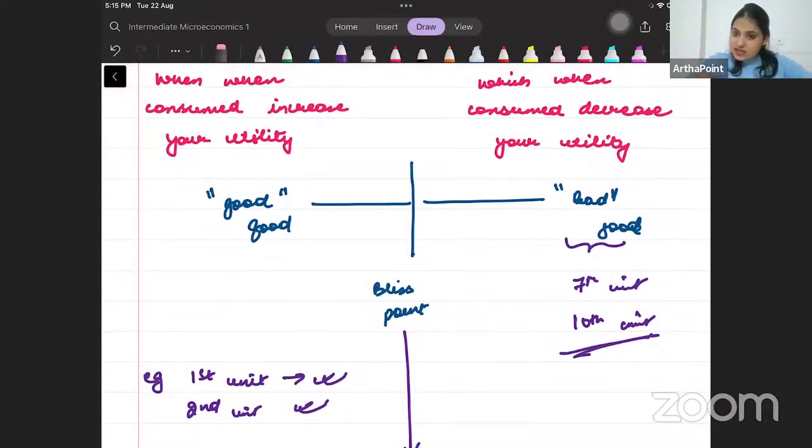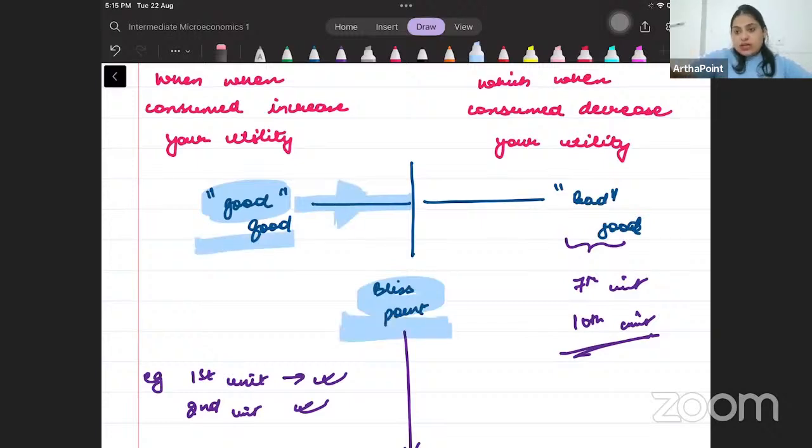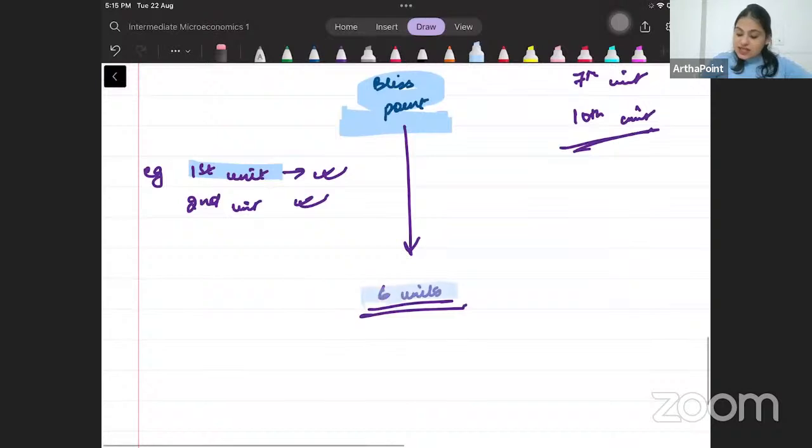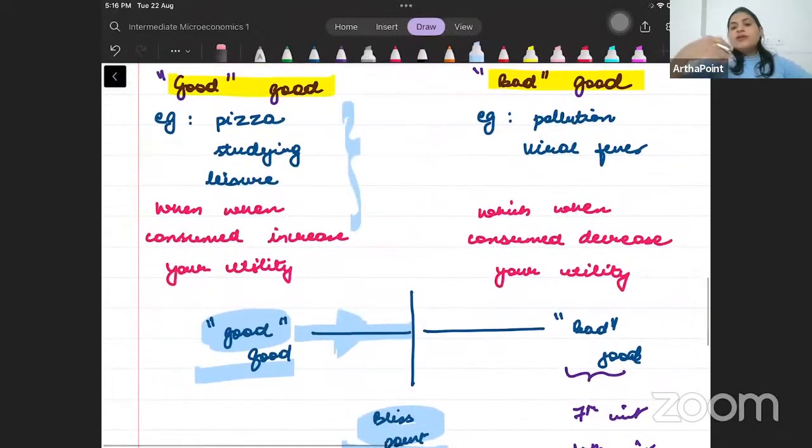You will prefer less. So the journey from here to here, when you go from the first unit to the 6th, as you increase consumption, I will prefer more of it. But after a point, maybe I don't want more of it. So sometimes you may not welcome a commodity after a certain level. But generally speaking, as you increase consumption of good goods, your utility should increase.